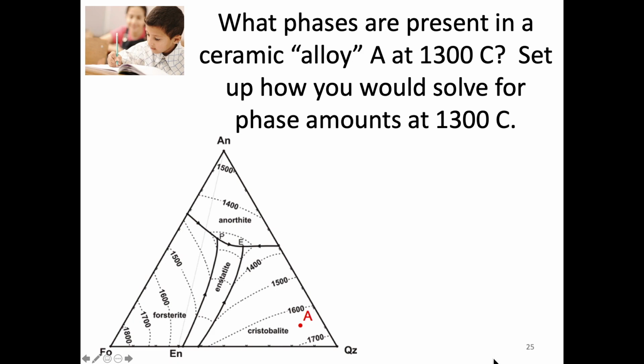All right, so the next thing I want to do now that we've done the crystallization path is to go through and see if we can set up a problem that asks how many phases we have at 1300, and then set it up, but you don't actually have to solve it, for how to determine the phase amounts at that same temperature of 1300 degrees Celsius. So again, pause the video, do what you need to do to print it off or do a screen capture or anything like that to be able to work this problem, and then come back when you think you know what you have, and then we'll work through this together.